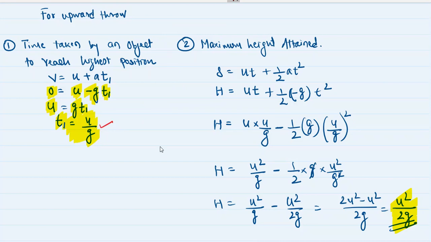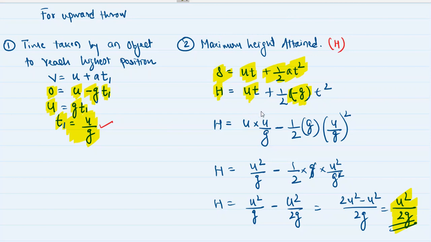Next formula is maximum height attained. Now let the maximum height attained be h. Here we are using the second equation of motion, s is equal to ut plus half at square. In the place of s, I am writing h. ut will remain ut, plus half at square will become plus half, and in the place of a, there will be minus g into t square.